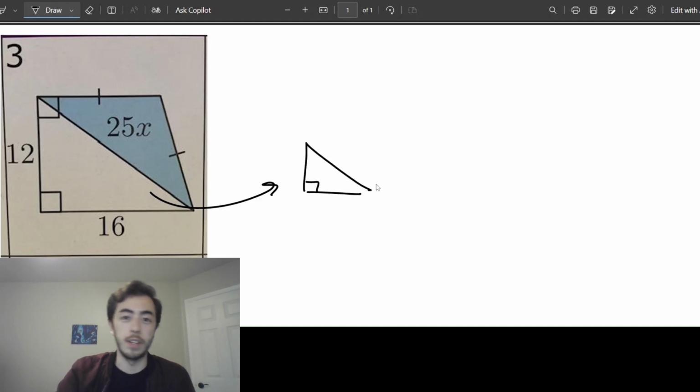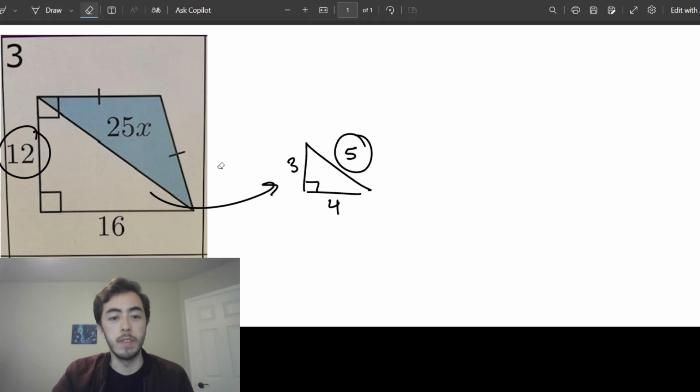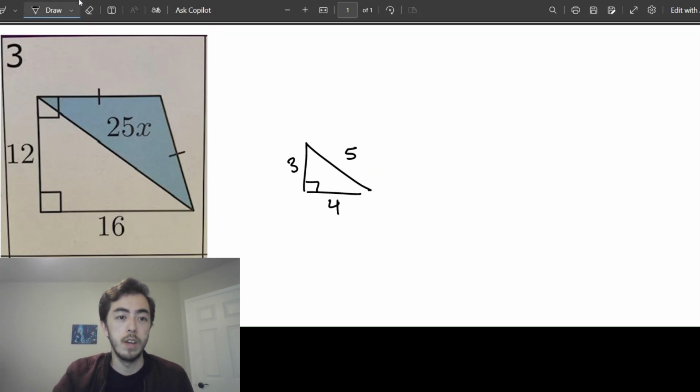I notice that this is like a 3, 4, 5 triangle in disguise. If I divide the 12 by 4, I'll get 3. If I divide the 16 by 4, I'll get 4. And then this number right here, doing the Pythagorean theorem, we would get a 5. So in our actual triangle, this means that the long diagonal here, the hypotenuse, is a 20.